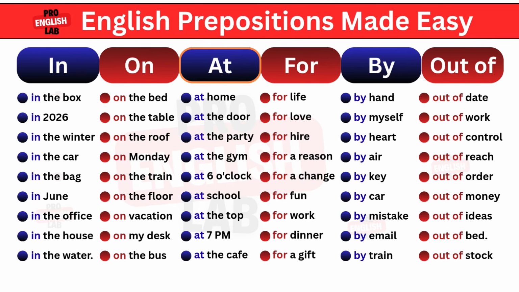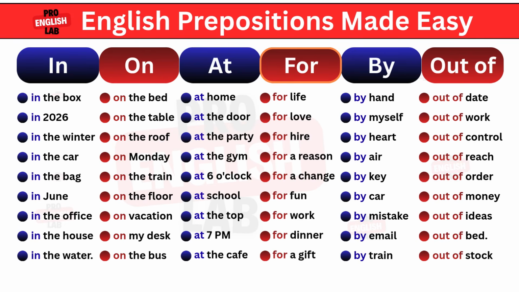For. We use for to show purpose or reason. For example, for life. For love. For hire. For a reason. For a change. For fun. For work. For dinner. For a gift.